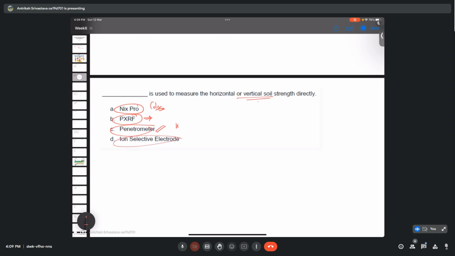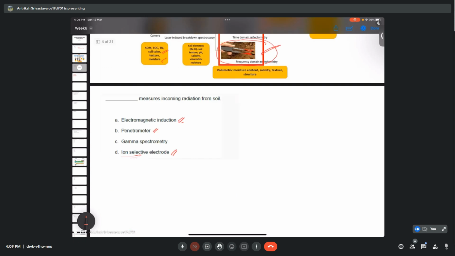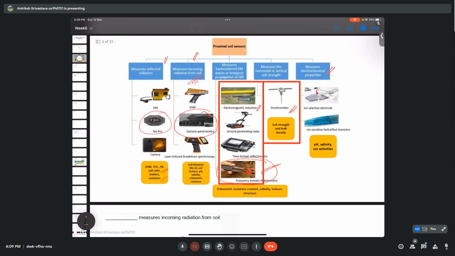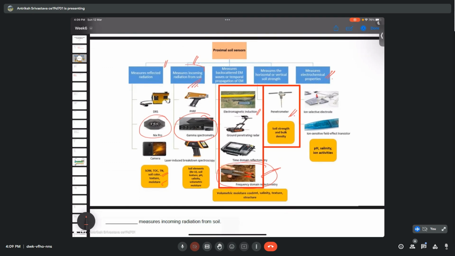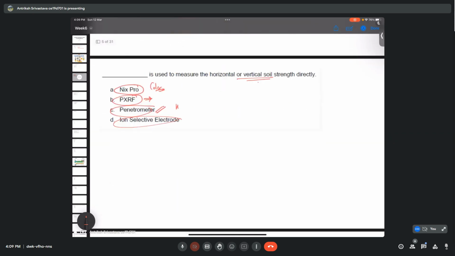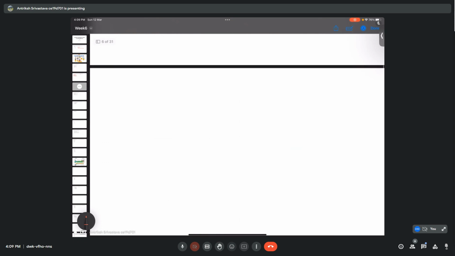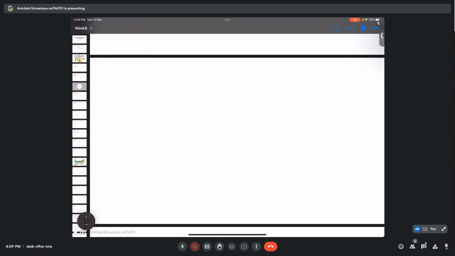Ion is again electrochemical properties, and PXRF is the incoming radiation from the soil. Okay, good. So now I have kept this space empty for some reason. Yeah, let's see some things about PXRF.